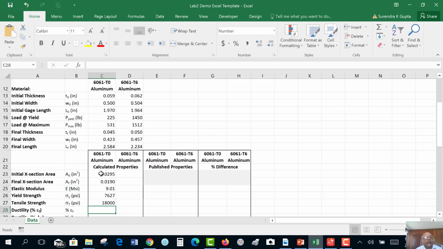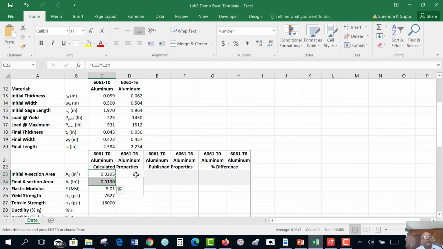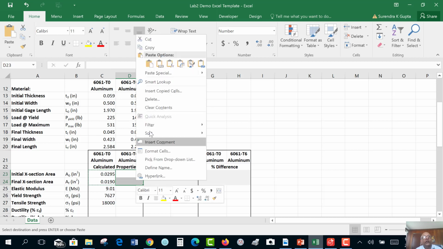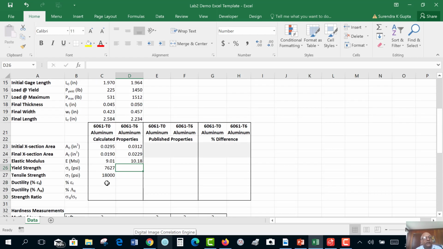Okay, before I do that, let's calculate both of these areas. Let's copy the formula over. We want to copy formula only because I don't want to mess up all my borders and all that. Elastic modulus was 10.18. And again, I'm not very concerned about it. We probably could measure it better. All right, yield strength. We'll copy the formulas a little later on. Let's go ahead and do the others.